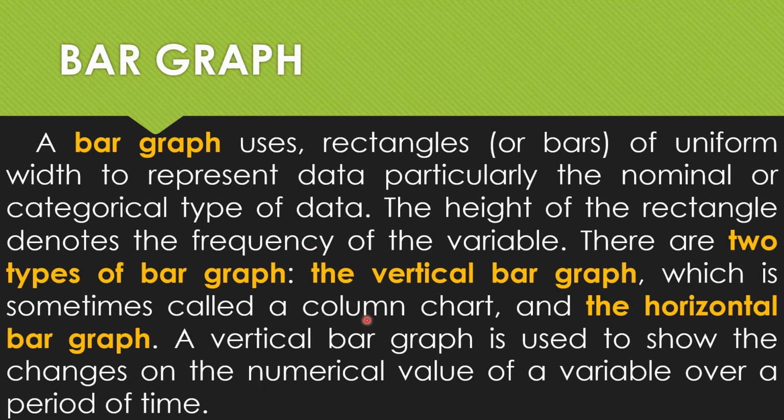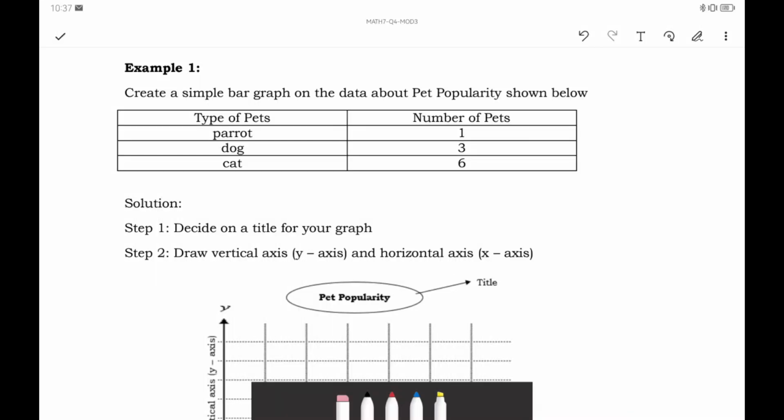A simple bar graph represents only one unit. A multiple bar graph represents different units on the same diagram for comparison purposes. Now let's proceed to the example for bar graph. We have here create a simple bar graph on the data about pet popularity shown below. So we have the type of pets. We have parrot, dog, cat, and there is only one parrot, 3 dogs, and 6 cats.